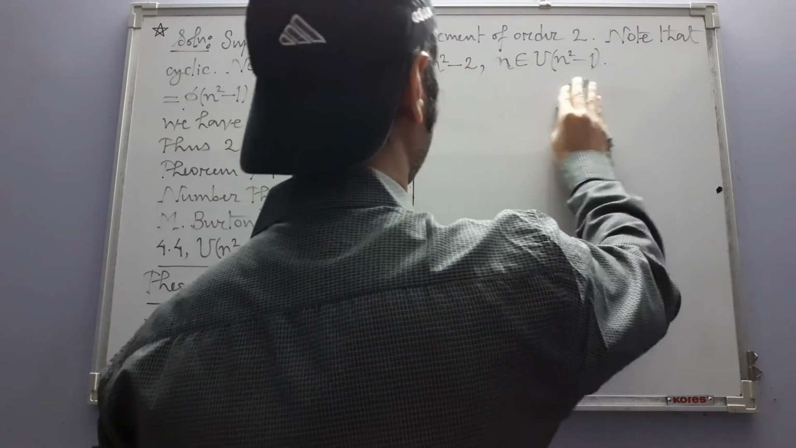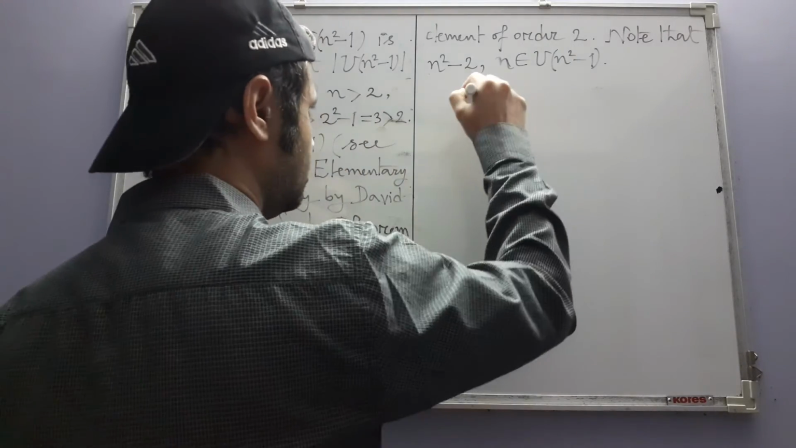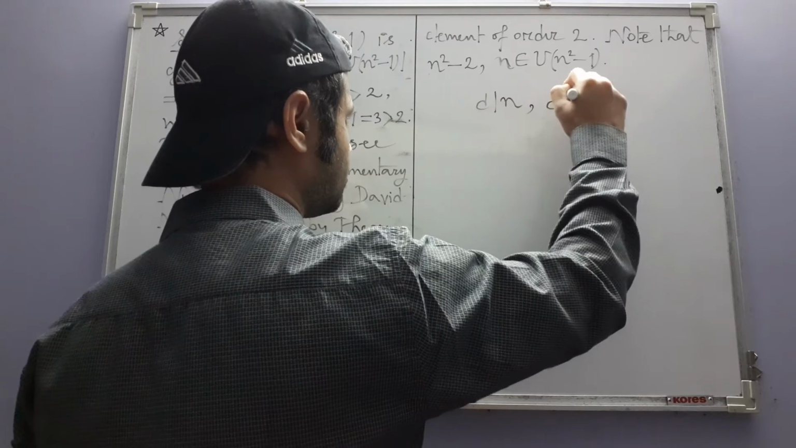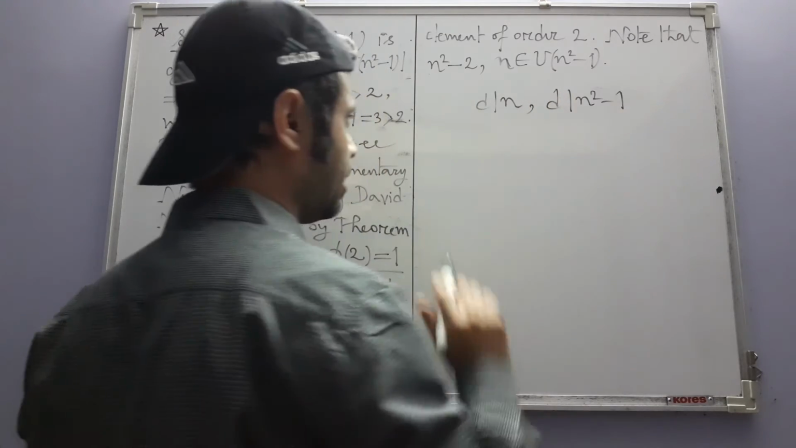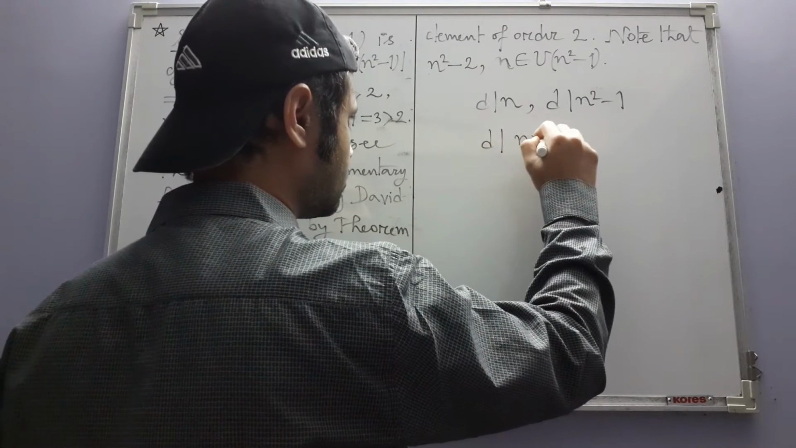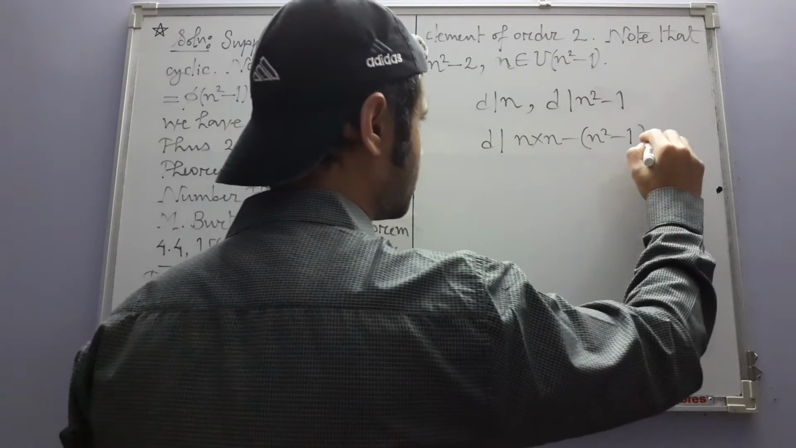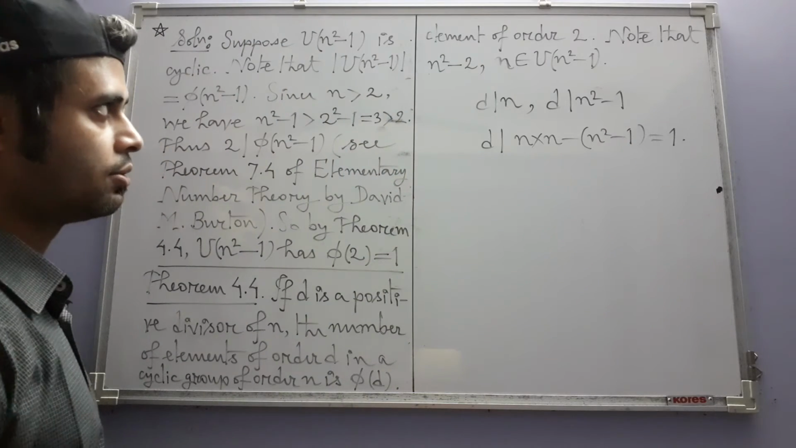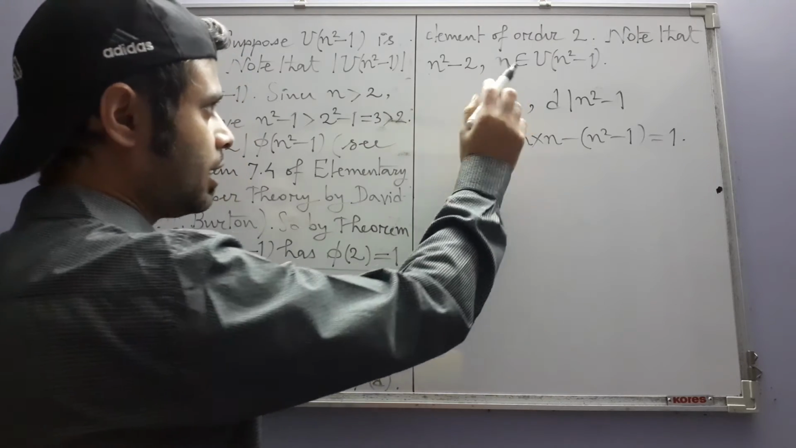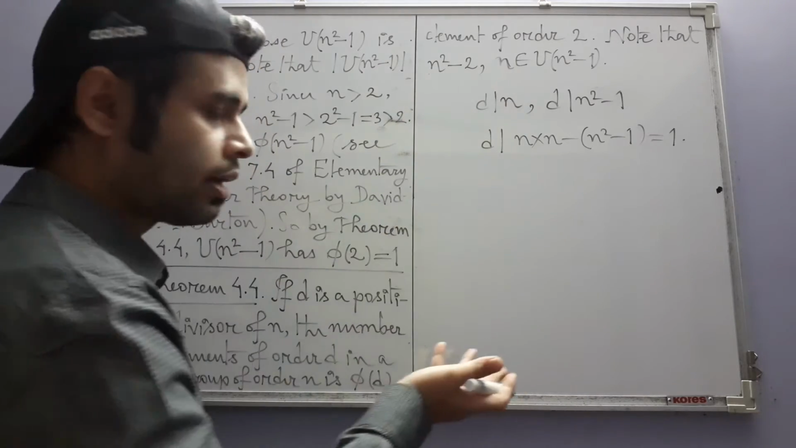Now is n relatively prime to this? Yeah, n will be relatively prime to this. You see, if you consider a positive divisor d of both n and n square minus 1, then d would also divide this, and this is equal to 1. So d must be equal to 1. Similarly, you can prove that n square minus 2 and n square minus 1 are also relatively prime. So these two integers actually are in this group.